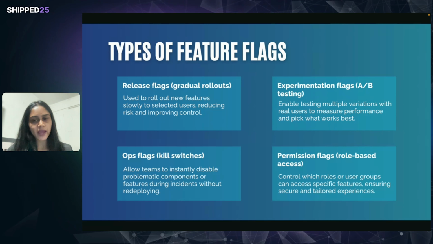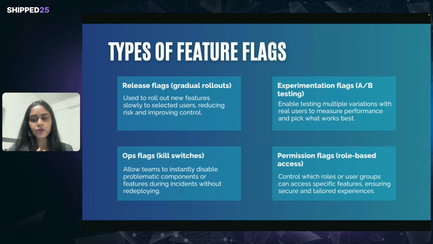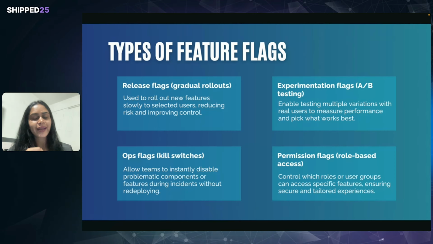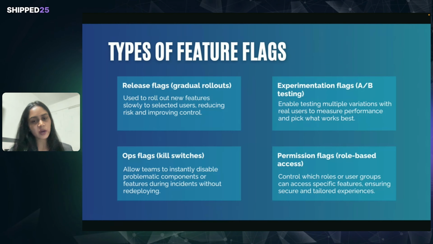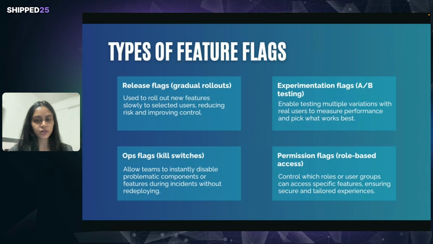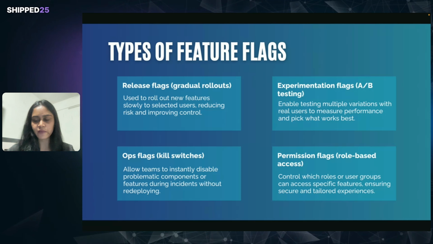So each flag that we have in feature flags helps your teams release in a very smart manner, test very fast, and recover quickly, as rollback is very instant here. So these are the multiple feature flag types we have.